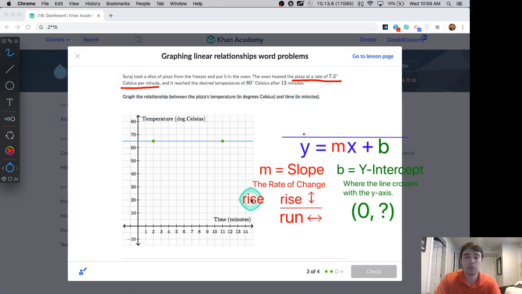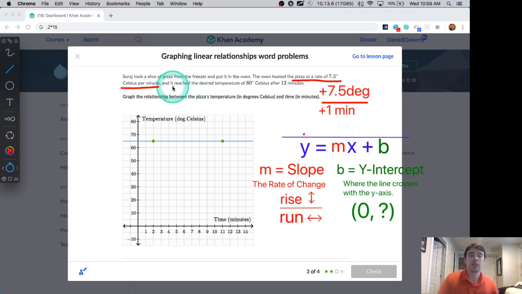So I'm going to go ahead and put that information in here. Plus 7.5 degrees Celsius, and it's gaining that 7.5 degrees Celsius every 1 minute. So every time that pizza's in the oven for a minute, it's gaining 7.5 degrees of temperature. That's our slope. It's a key data point to know here.